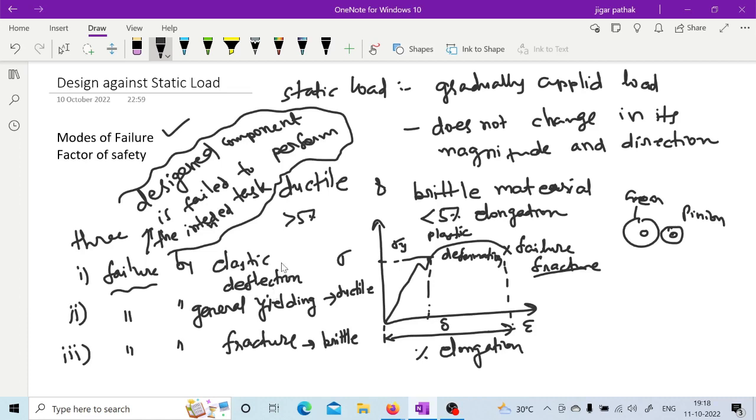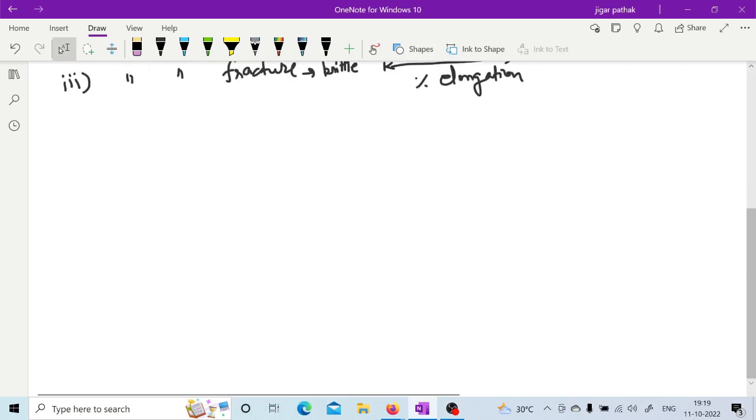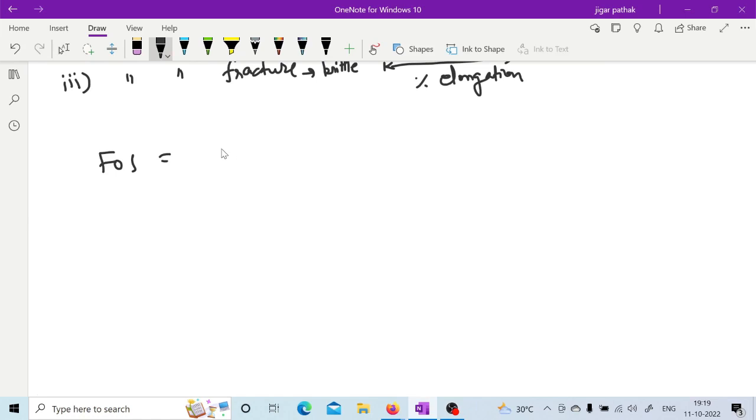Yes. Okay. So now once these modes of failure and types of material are clear, then we can go for the factor of safety. So factor of safety is actually given by failure stress upon allowable stress.